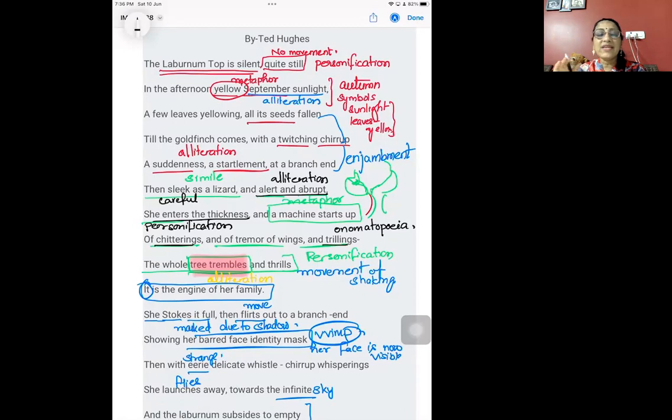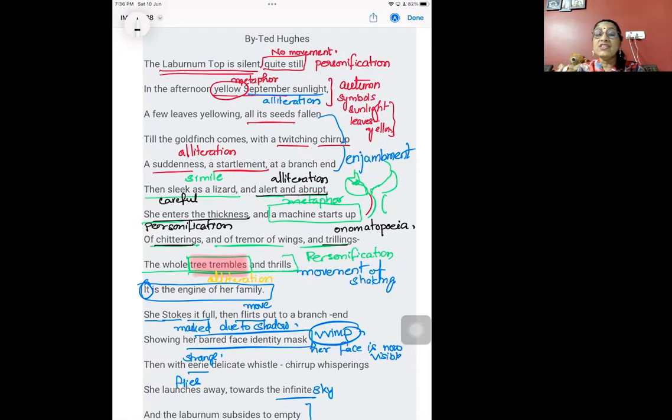These words, trilling, chittering, the whole tree trembles and thrills. मतलब यहाँ पर the tree is not trembling. That means there is a quake, there is a movement. अगर पूरा sentence आता है, the whole tree trembles and thrills, so it's personification. But अगर सिर्फ tree trembles आएगा तो it is alliteration.